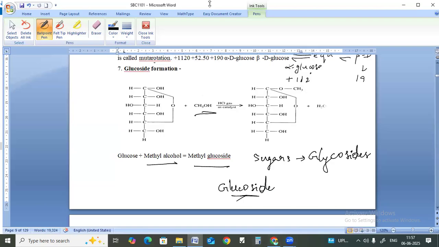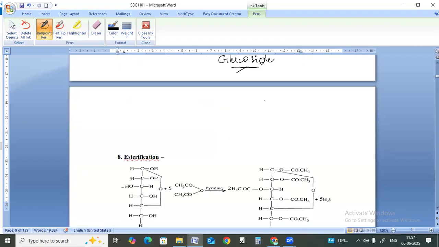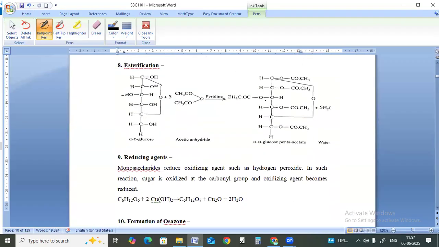In the examination, the question will arise like this: monosaccharides react with alcohols, resulting in the formation of glycosides. Coming to esterification: esterification means that glucose molecules, when reacting with anhydrides, result in the formation of esters.